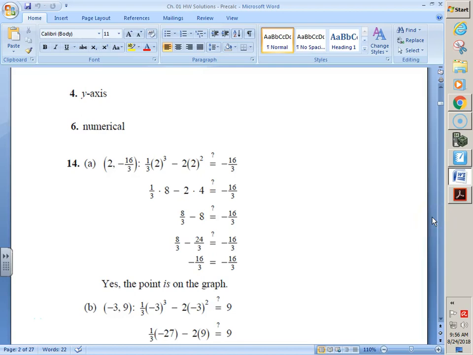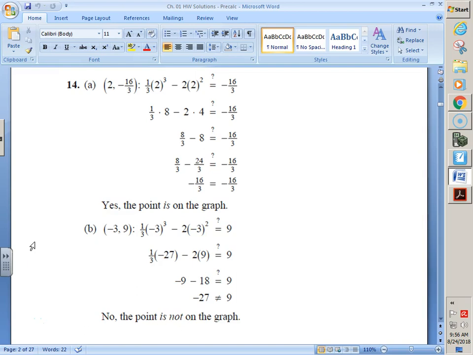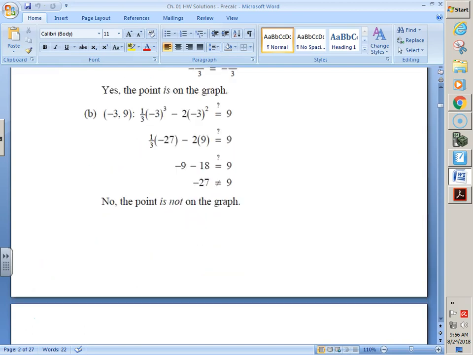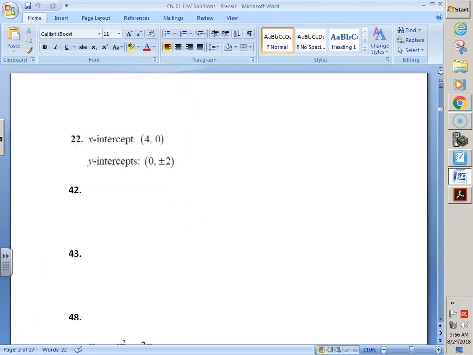All right, number 4, you guys should have already gotten y-axis. Number 6 is numerical. 14a is yes. B is no. False statement, not a solution when you plugged it in. Had some fractions to deal with, but hopefully you guys didn't shy away from those.